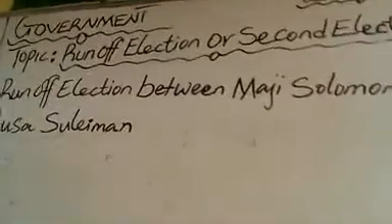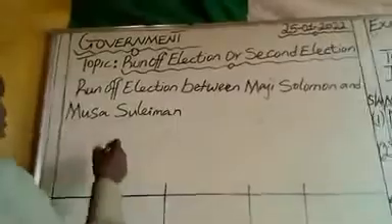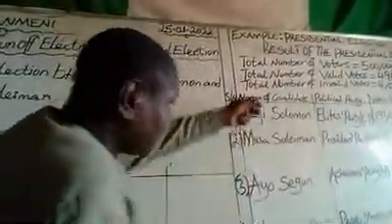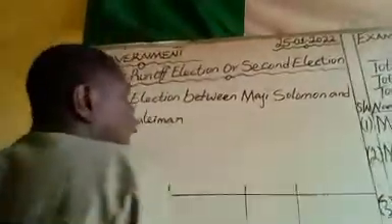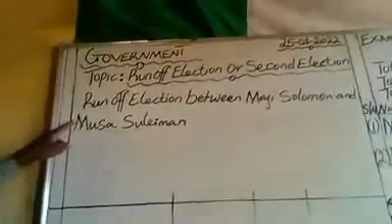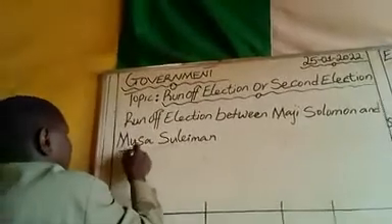Right now, we are going to conduct runoff election. Runoff election has to be conducted because none of them got the required threshold of vote. Okay? Runoff election between Maji Solomon and Musa Suleiman.